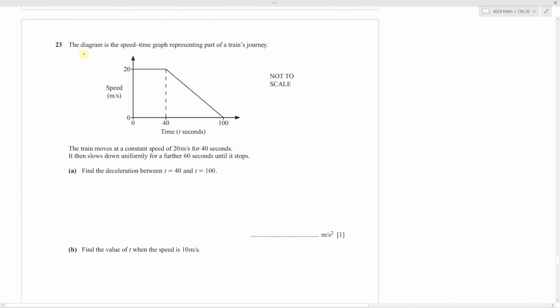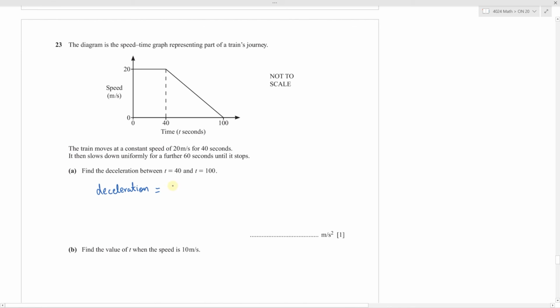Question number 23: the diagram is the speed time graph representing part of a train's journey. The train moves at a constant speed of 20 meters per second for 40 seconds. It then slows down uniformly for a further 60 seconds until it stops. Part A is find the deceleration between t equals 40 and t equals 100. So you know that deceleration is given by the gradient of the speed time graph.